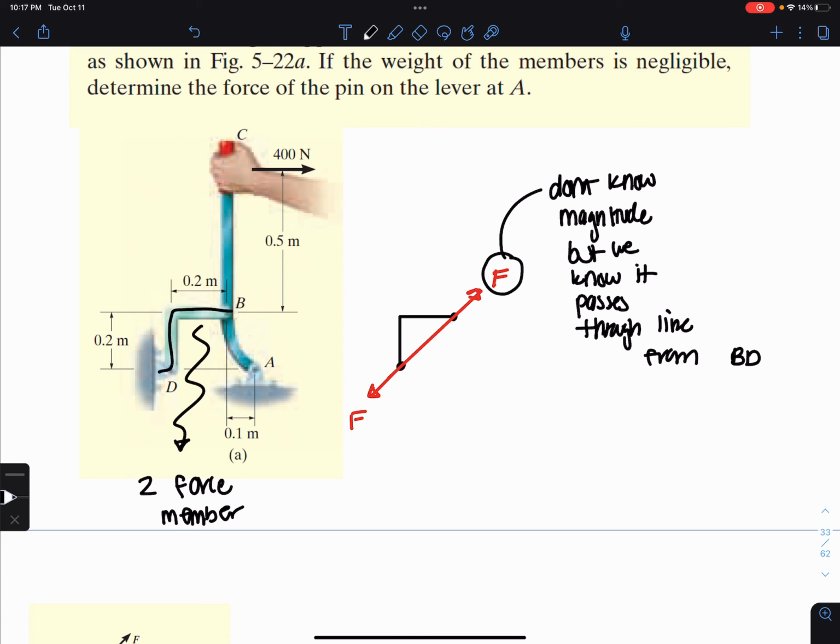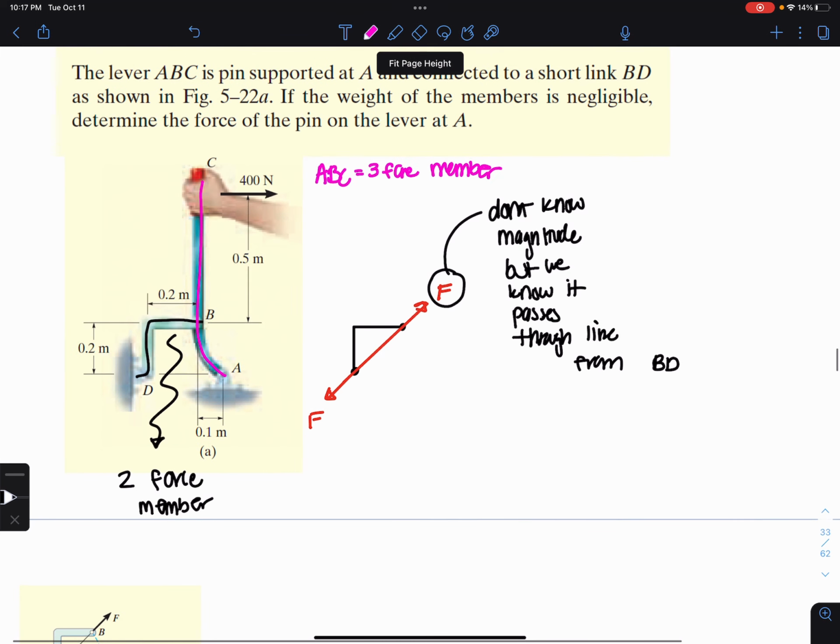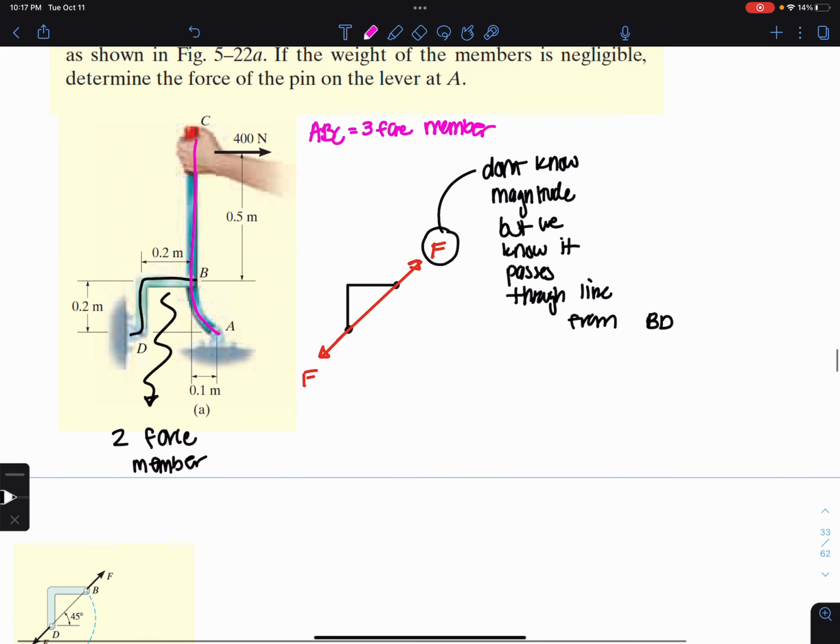Along with that, we also have a three-force member, which is ABC. Basically, to satisfy moment equilibrium, if ABC is a three-force member, then the three non-parallel forces acting on it must be concurrent at point O. So, F acting on lever B, basically, is opposite to F acting at B on the link.